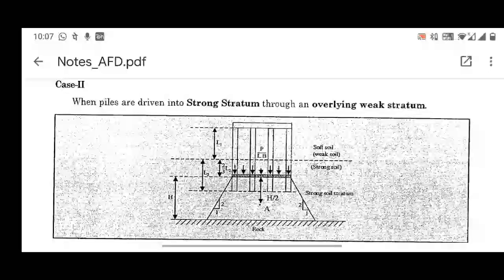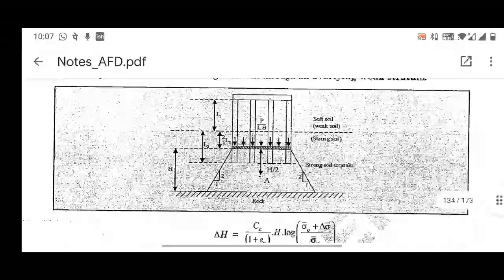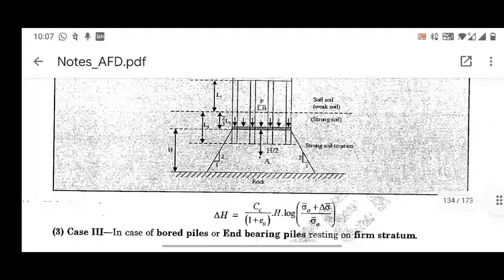What they have done is, for the strong soil they have considered 2/3 of L2. In this case they have not considered 2 by 3 times of L1 plus L2, right? So class, please note, for the strong soil you have to consider 2 by 3rd of the length that is embedded into the strong soil. From 2 by 3rd L2, you do the load spread, that is 2 is to 1, and at the mid of this spread you will have the clay layer, and then you do the entire thing as I have explained so far.